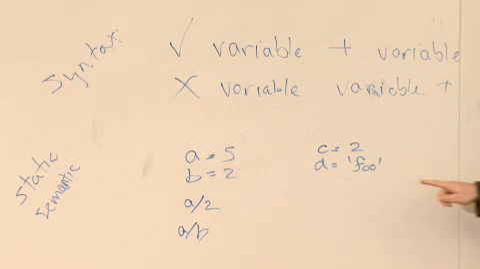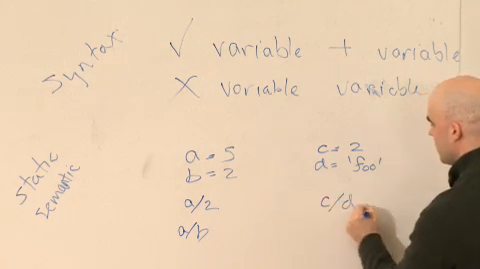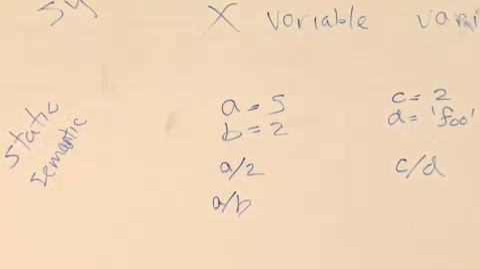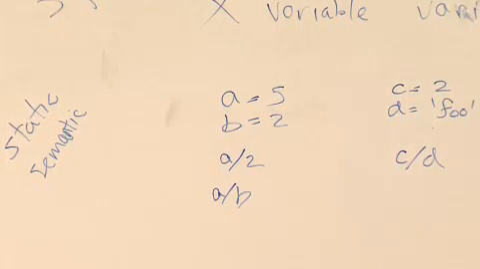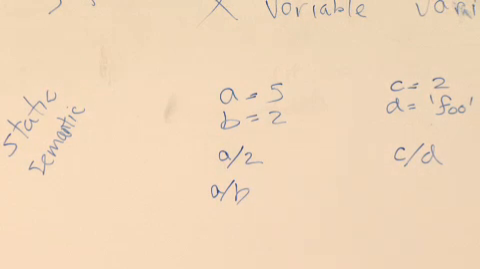On the other hand, let's say that I had this. I'm going to say that this variable D is a string foo, right? C divided by D, where C is a number and D is a string, that's something that's not meaningful, right? What does a number divided by a string mean? Nothing. So that's what we're talking about with static semantics.